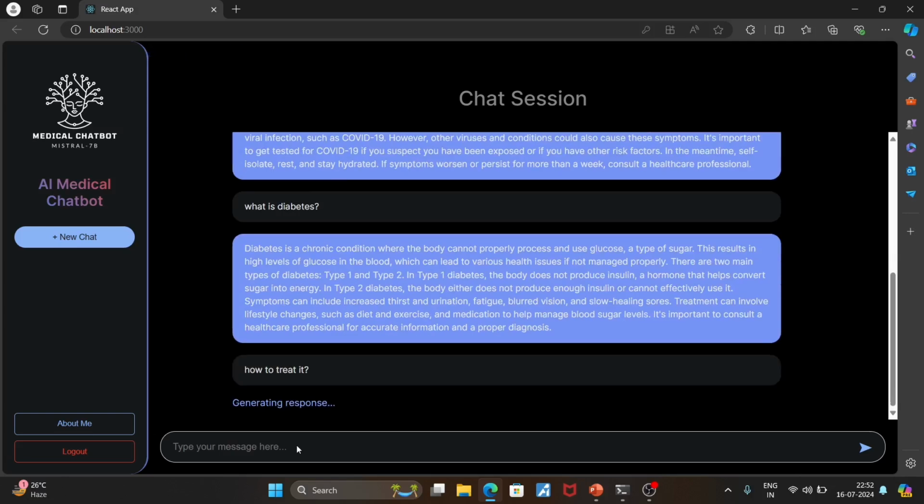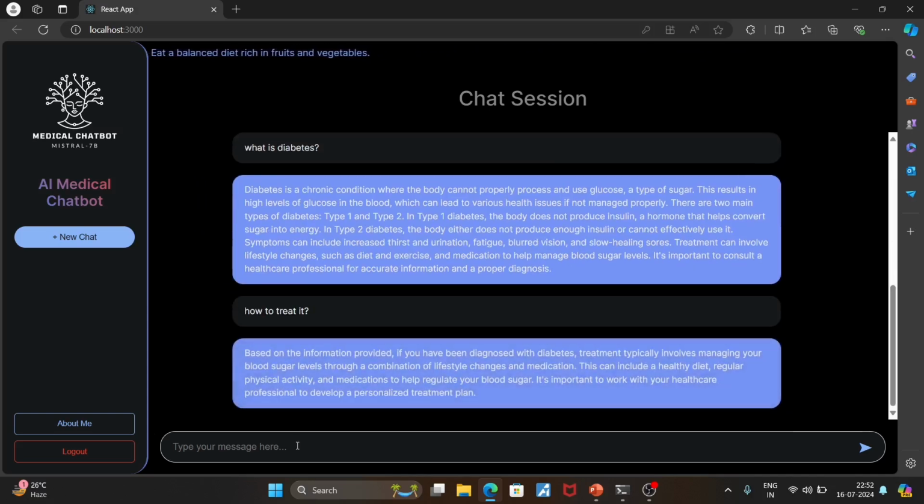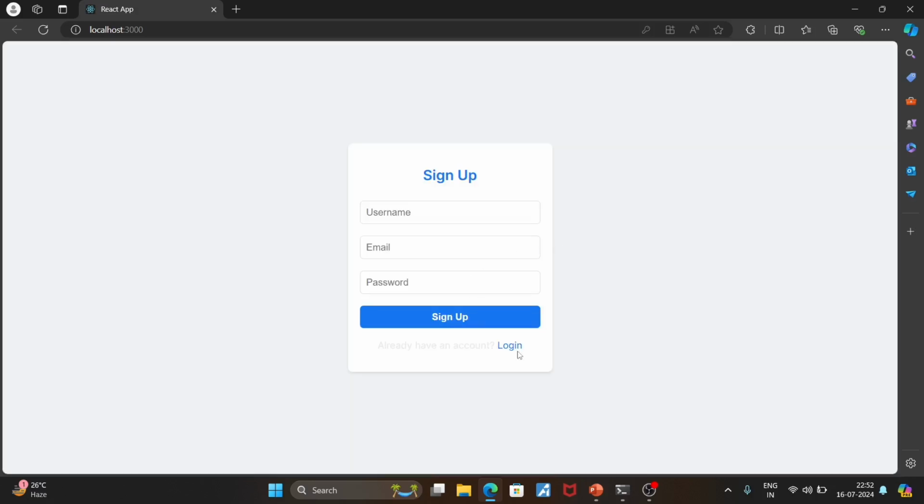I won't be asking how to treat diabetes, but instead I would like to ask how to treat it. So let's see if the chatbot responds. Okay, so we got the answer. Let's click on logout. Yes, we got logged out.